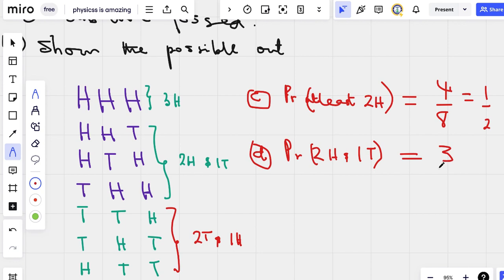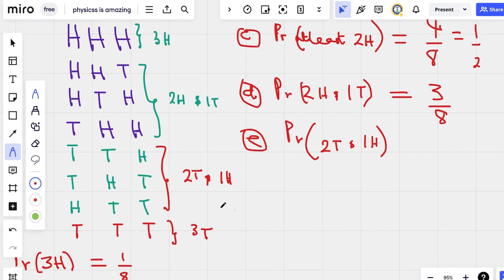What's the probability of getting 2 tails and 1 head? The same. They're asking for 2 tails and 1 head, not at least. So the probability of getting 2 tails and 1 head is also 3 over 8. Why? Because there are only 3 outcomes for such a category: 1 outcome, second outcome, third outcome, where you have 2 tails and 1 head. So it's also 3 over 8.